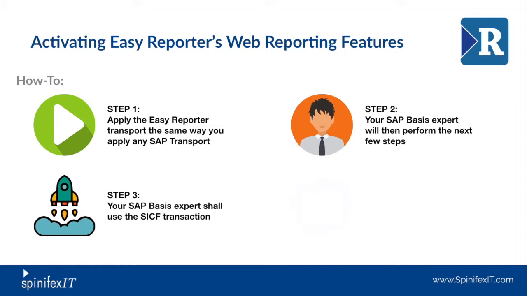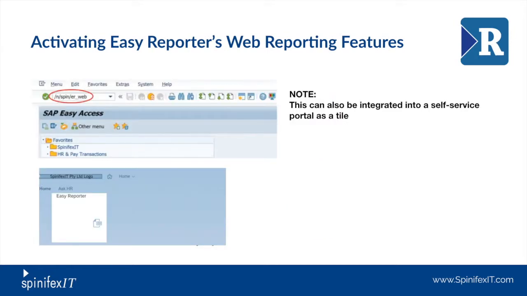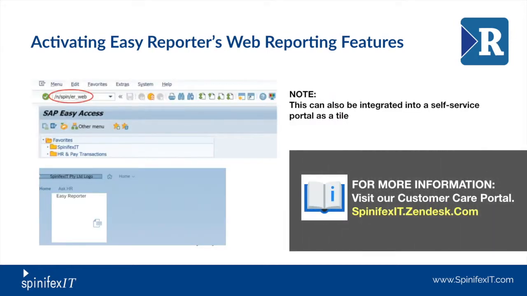Now, once the service is activated, you then need to know how to access it. Well, it's simple. From your on-premise SAP payroll system or cloud-based Employee Central Payroll, you can simply use the transaction code /in/spin/er_web. And then also, as I mentioned in one of the earlier slides, the access can be integrated into your portal as a tile. Again, our online documentation provides guidance based on how your particular portal is set up.